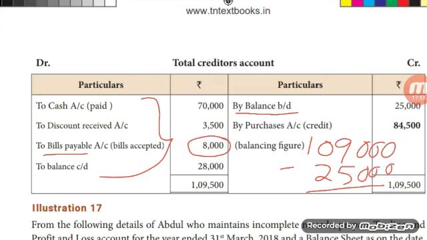Then find the balance. Debit side total is greater than the credit side. Debit side total 1,09,500. Credit side total 25,000. The difference between the two: 1,09,500 minus 25,000 is equal to 84,500.